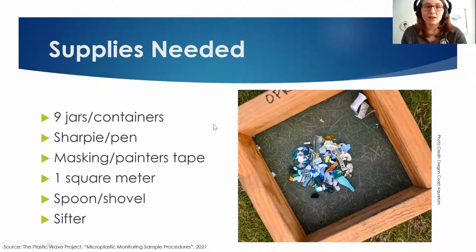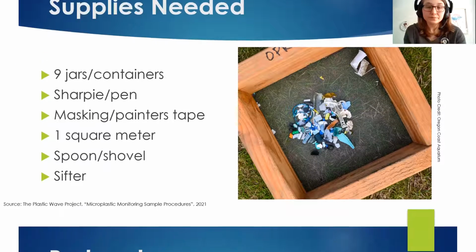So one thing I really like about the Plastic Wave Project's protocol is they really encourage people to get creative to make this project accessible to everyone. So a lot of people will make sifters homemade. They can be made out of things like old window screens and wood, so you might have that lying around your house. Or again, you can use a kitchen sifter. I got one from the dollar store and it works just fine. So you can use that as well.